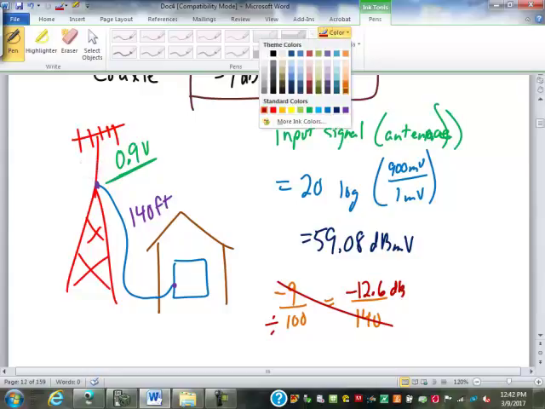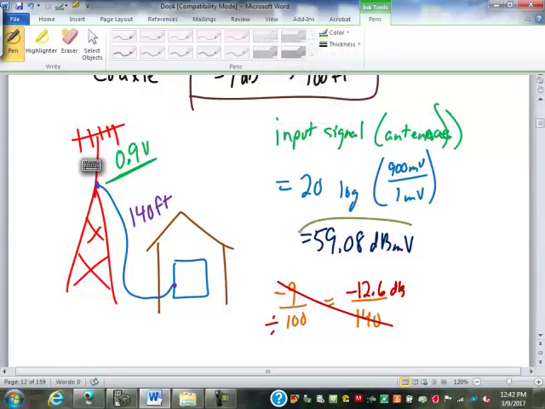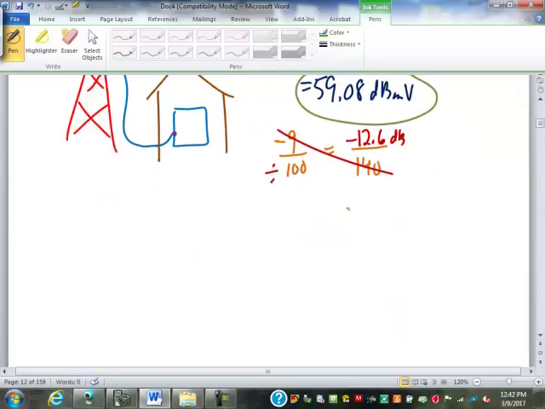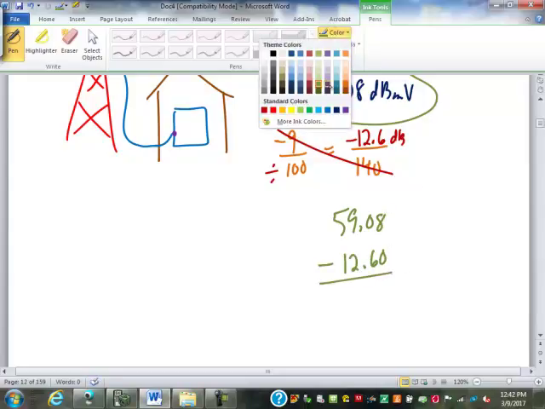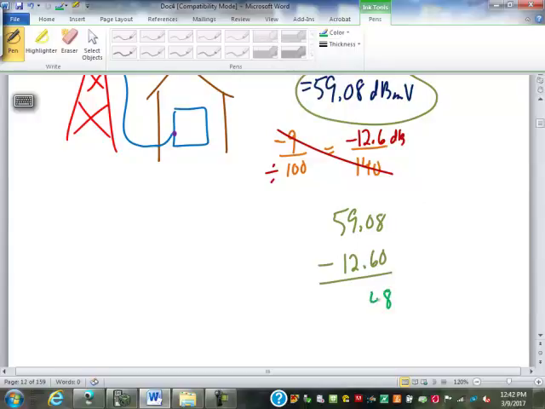So what that means is, from this signal here, 59.08 dBmV, we subtract 12.60 dB, and we are going to get 46.48 dB. That's what's going to reach here after the loss in the cable.